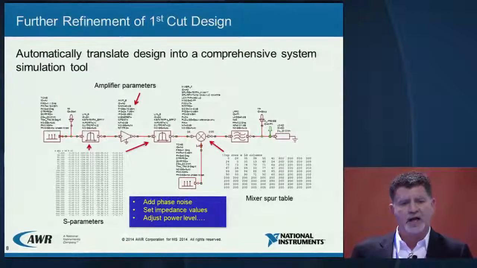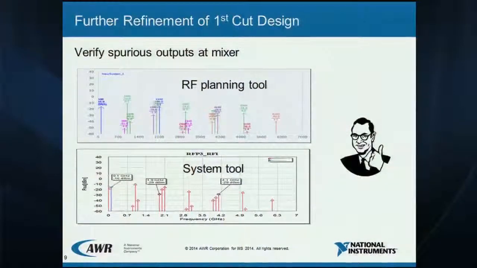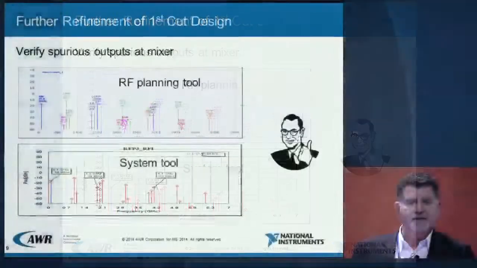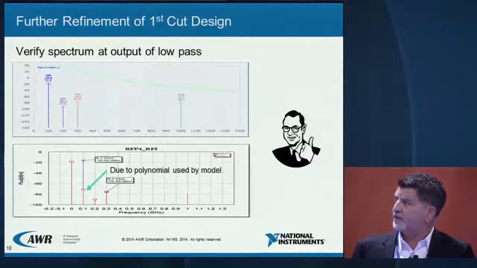We can go further on and analyze this link, account for phase noise, account for things going into compression, and account for mismatch between components. We look at the spurious results from the previous tool, the planning tool. We compare the results to the system tool, and we see the byproducts are in close alignment. We're looking at the output of the mixer. The next thing we do is put in the low-pass filter. Once again, the output of the two tools are in alignment.